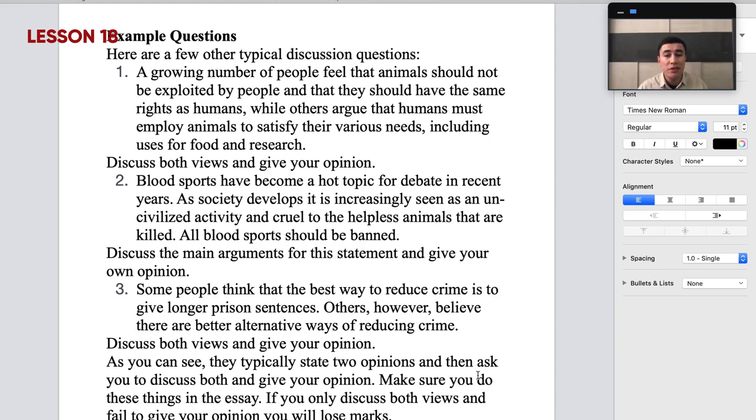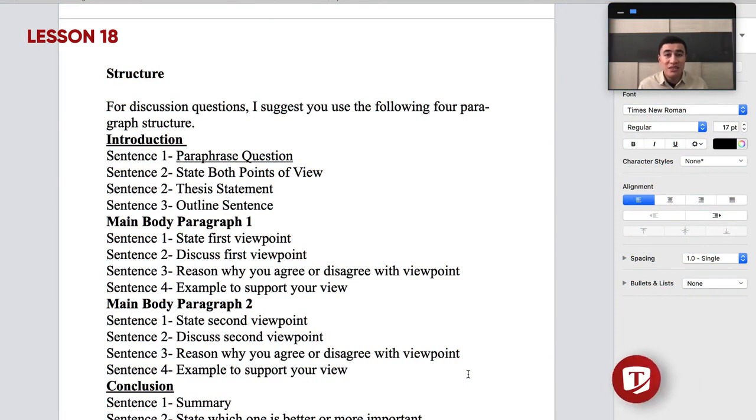And finally, some people think that the best way to reduce crime is to give longer prison sentences. Others, however, believe there are better alternative ways of reducing crime. Discuss both views and give your opinion. As you can see, they typically state two opinions and then ask you to discuss both and give your opinion. Make sure you do these things in the essay. If you only discuss both views and fail to give your opinion, you will lose marks. When it comes to general structure that you are going to use in your discussion essays, guys, I strongly recommend you to use the following 4-paragraph structure.